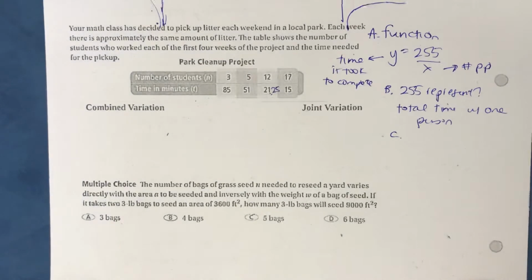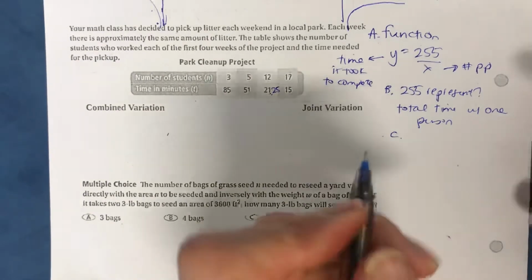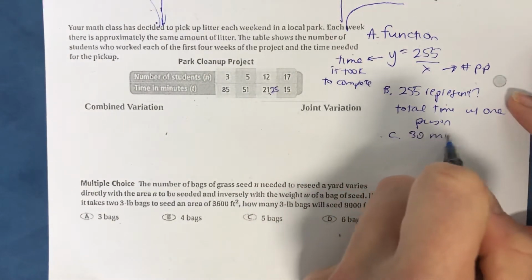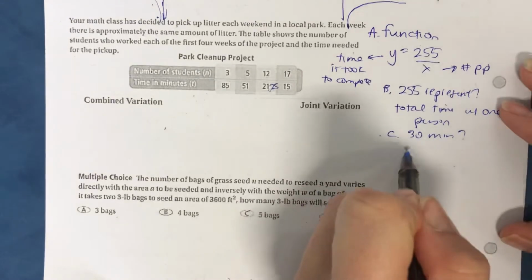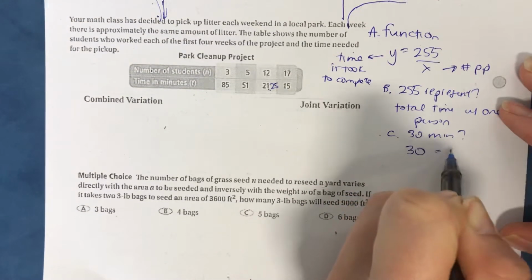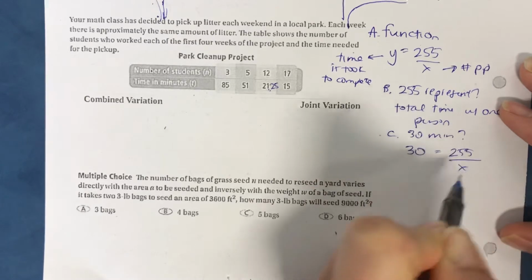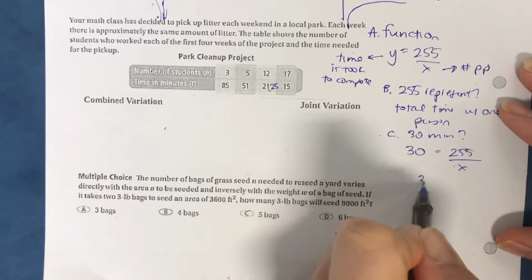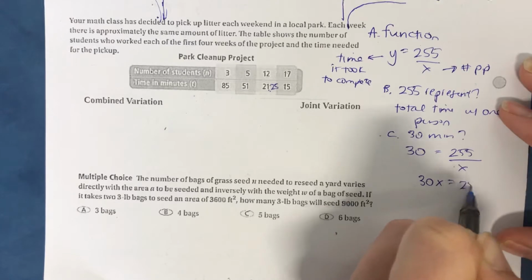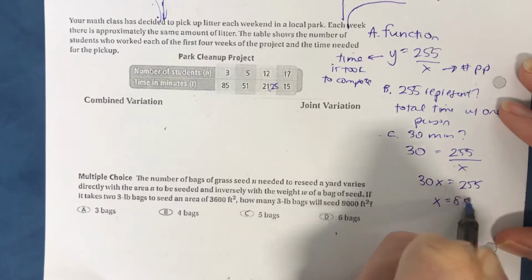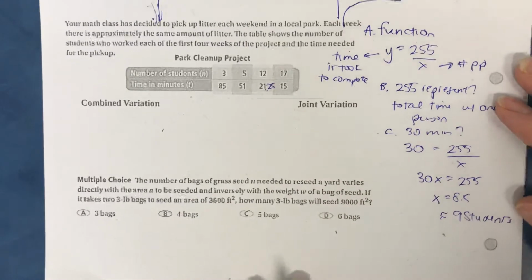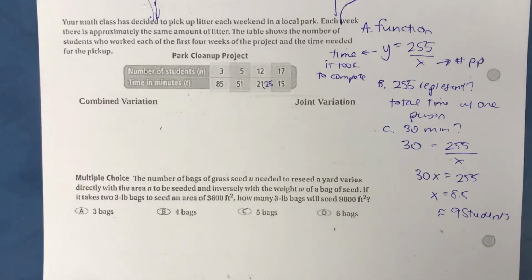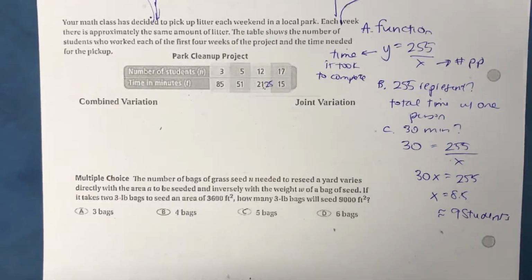Next question is, how many students are needed so that each student works at most 30 minutes? Well, what we could do is plug in 30 for y, and we're going to try to find how many students we would need. So if I multiply over the x, divide by 30, we get 8.5. So we need approximately 9 students in order for each of them to work only 30 minutes. Okay, so there's just a story problem for you.